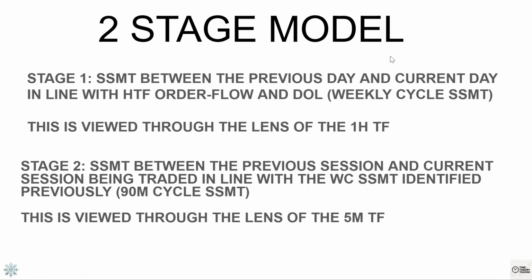All right, so this two-stage model consists of stage one. If you remember the video that we did at first, which speaks to sequential SMT, where you have SMT between adjacent quarters within a cycle. In this case, we want to see sequential SMT between the previous day and the current day's high or low. And that should be in line with the higher time frame order flow and draw on liquidity. So we would be looking at this through the lens of the 1 hour time frame, which is the weekly cycle time frame.